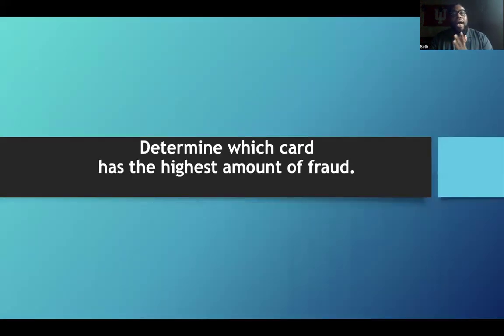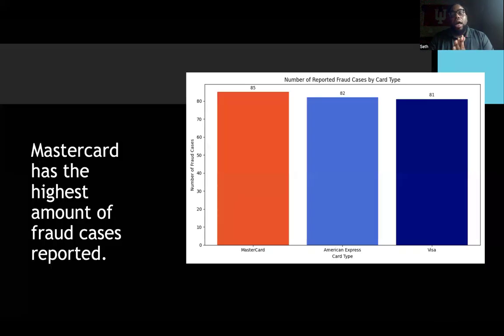First, determine which card has the highest amount of fraud. I did this one in Python, and you can find the code for how I did this and also the visualization code on my GitHub profile. But all I did was look at the frequencies of reported fraud cases. Out of those, MasterCard had the highest, but it wasn't by very much. It was MasterCard 85 to 82 for American Express and 81 for Visa. So that was interesting. MasterCard had the highest amount of fraud cases, but barely, not by much.